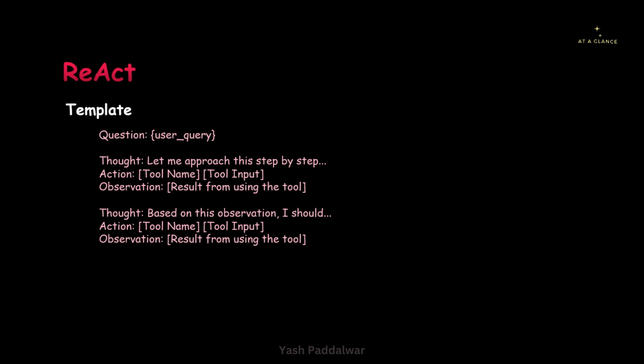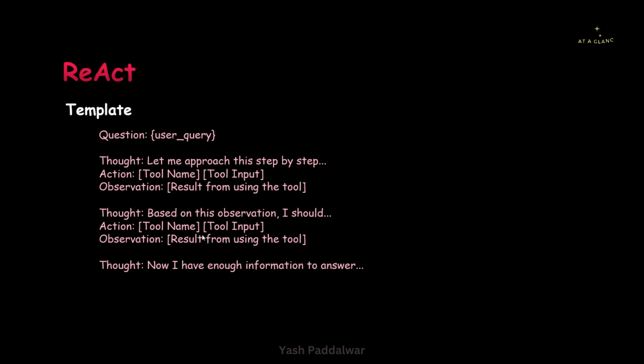Now again, it will check whether the observation that it has got is enough to answer the user query. It will check that. And for that, it will obviously have to give a thought. So the thought would be like this. Now I have enough information to answer. You can see it has reached this particular output by simply looking at the observation from the previous processes.